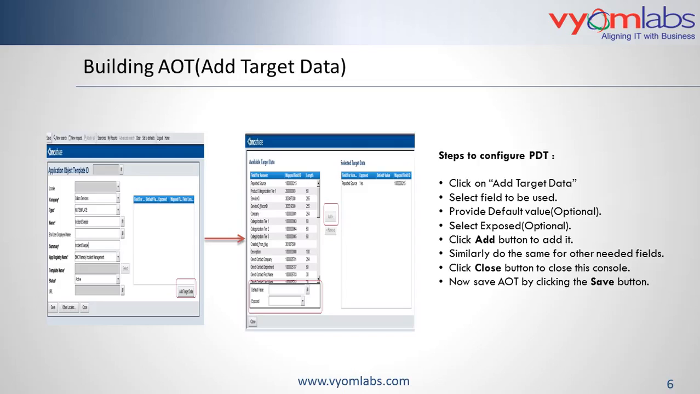We have to first analyze how many fields are mandatory for the particular application, then we have to add them, and finally when the adding process is done, we will click on save AOT, the save button which you can see at the bottom of the screenshot on the left hand side. We'll click it and the AOT will get saved in the system.